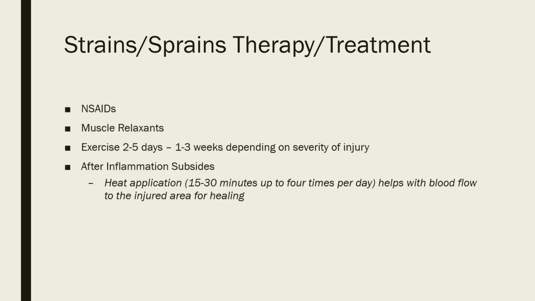NSAIDs can be given to reduce inflammation and swelling. You can also utilize muscle relaxants to help treat any pain related to muscle spasms. Exercise should be withheld for 2 to 5 days or up to 1 to 3 weeks depending on the severity of the injury. After the inflammation subsides, you can utilize heat application for 15 to 30 minutes about 4 times a day. This will help restore blood flow to the injured area and help with healing. But heat should not be used until after the inflammation has subsided.